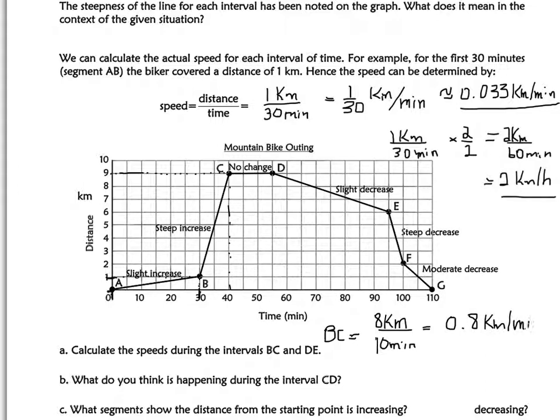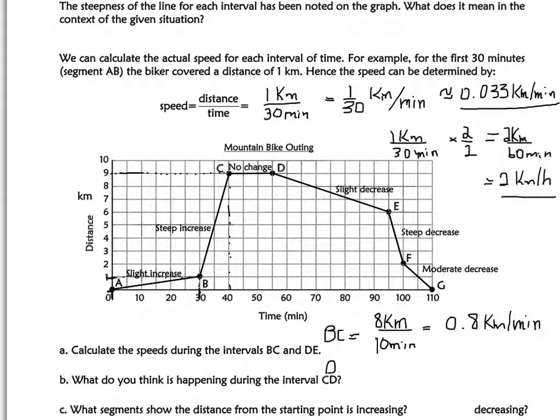This one wouldn't be too hard to change to kilometers per hour either, because you could multiply the 10 minutes by 6, and whatever you do to the bottom you have to do to the top, so it would be 8 by 6, so 48 kilometers in 60 minutes, or 48 kilometers an hour.